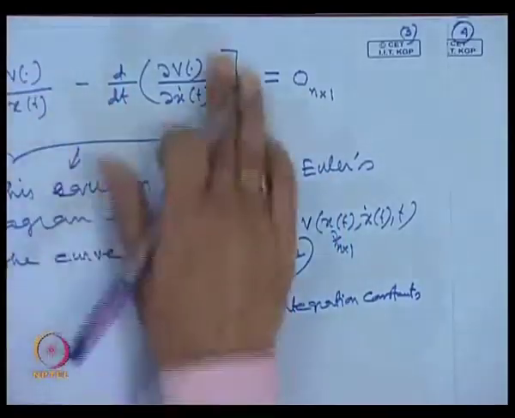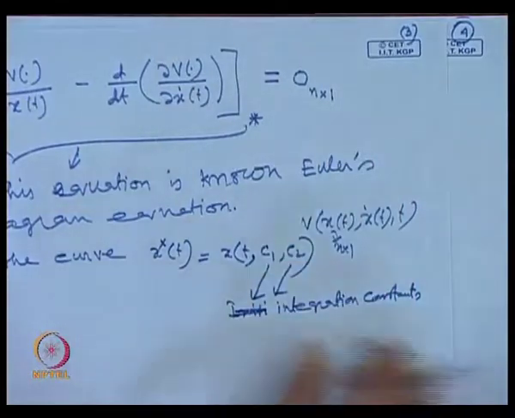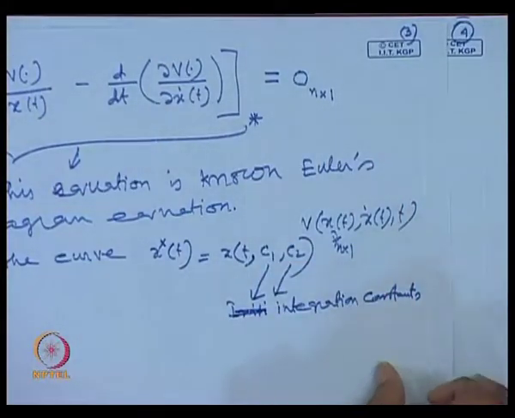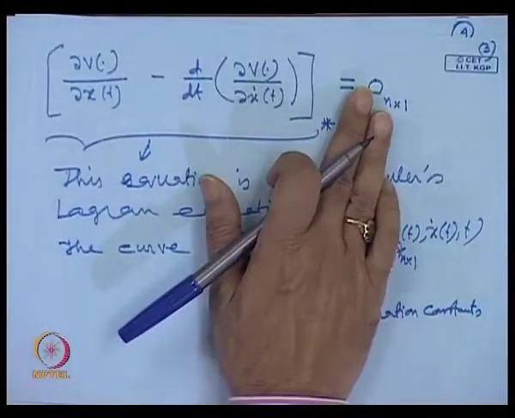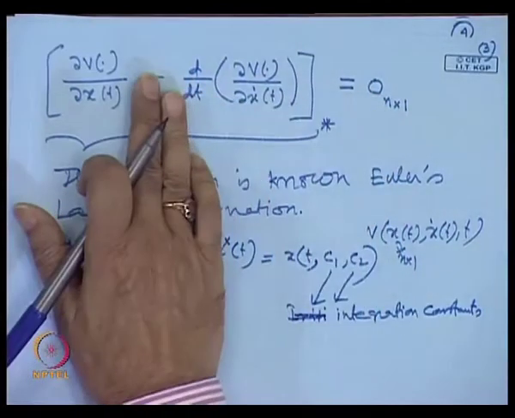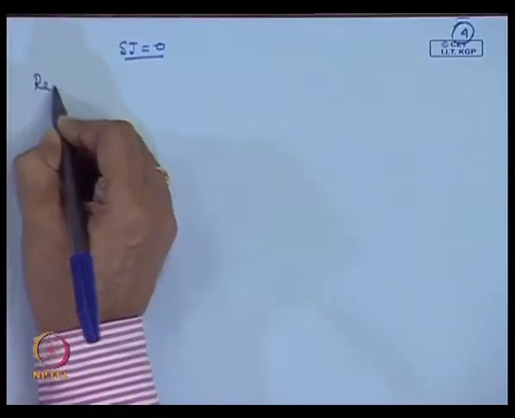For that one, you find out the solution x of t, and that is the optimal trajectory which will give you the minimum or maximum value of the functional.